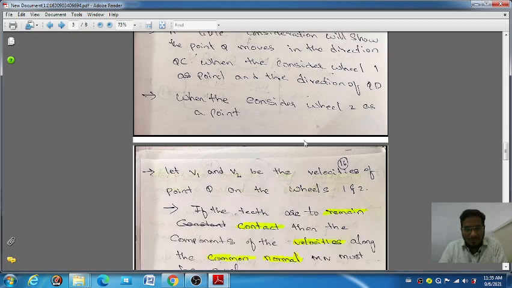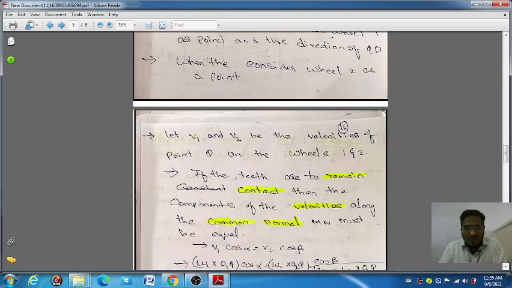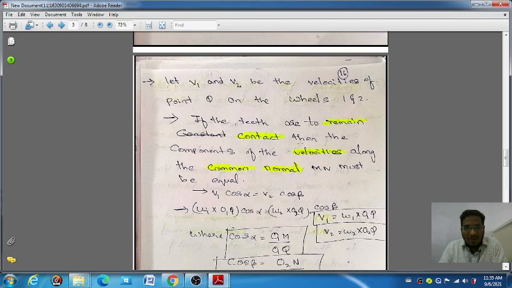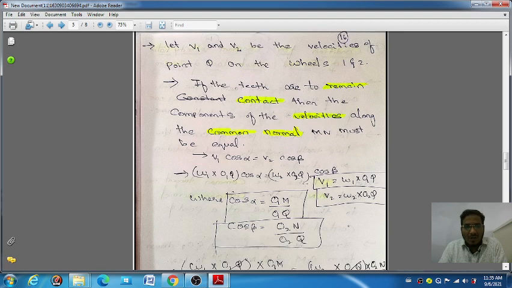and that motion will be transferred to wheel B. Okay. Now suppose V1 and V2 are the two velocities at this point of contact Q. If the teeth remain in contact while moving, the components of the velocity along the common normal must be equal. Okay. So V1 cos alpha is equal to V2 cos beta. Okay. We know that V1 is equal to omega1 into O1Q.